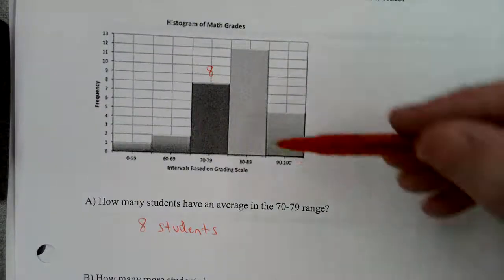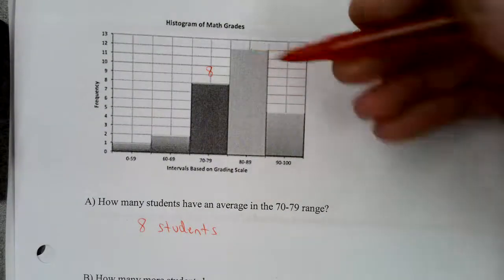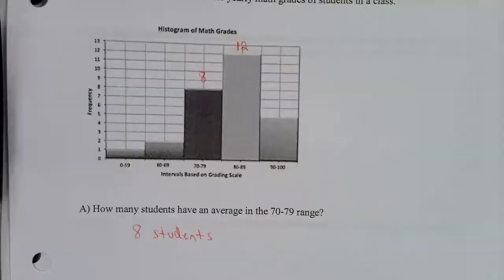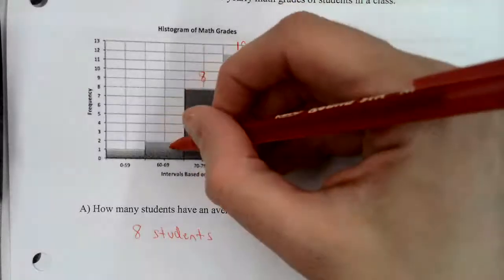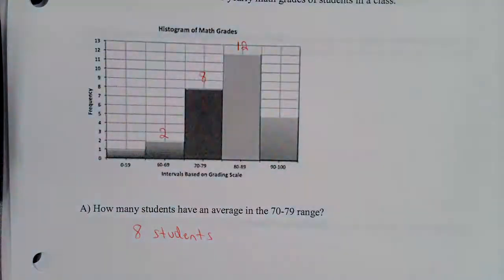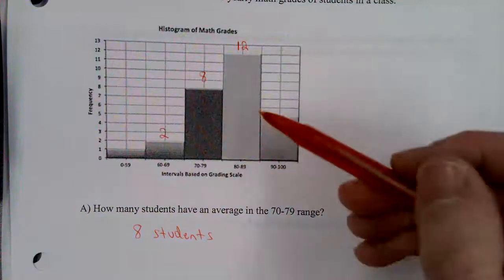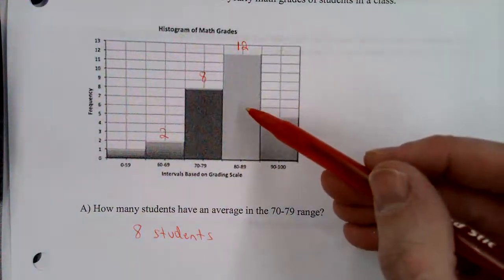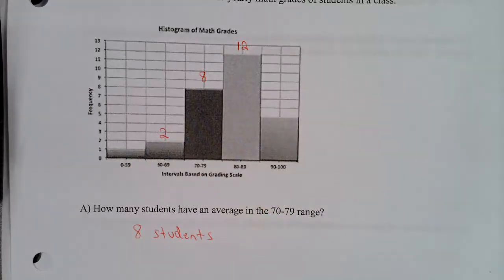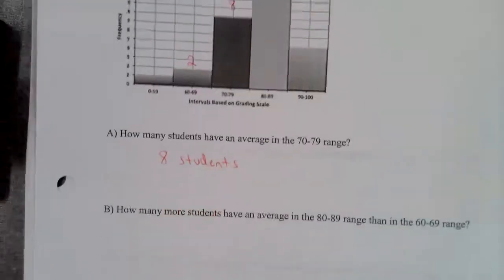So 80 to 89, there are 12 students. 60 to 69, there are 2 students for the frequency. So how many more students are in this range, 80 to 89, than this range, 60 to 69? Just subtract the 2. 12 minus 2 is 10. So 10 more students.